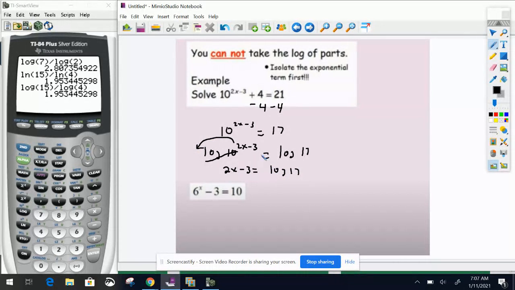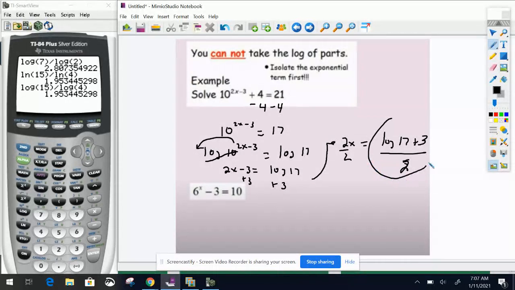And then now how would I get x by itself? I would add 3, okay, and I would have 2x is equal to log 17 plus 3. Then I would divide by 2, so x is log 17 plus 3, all over 2.